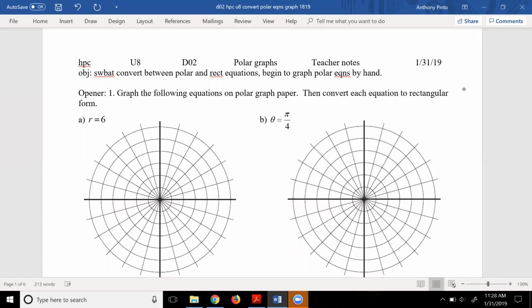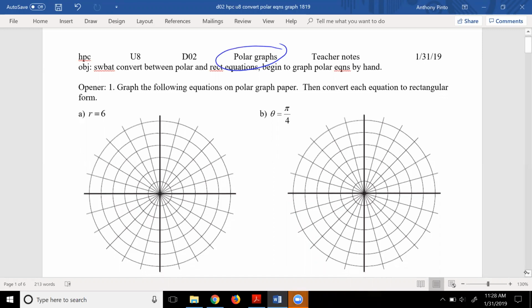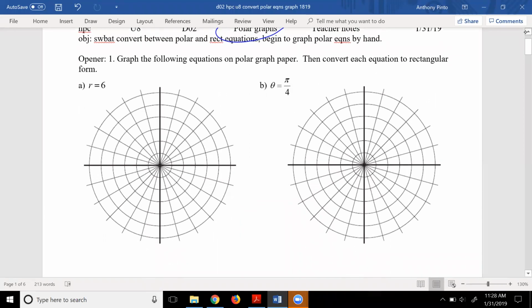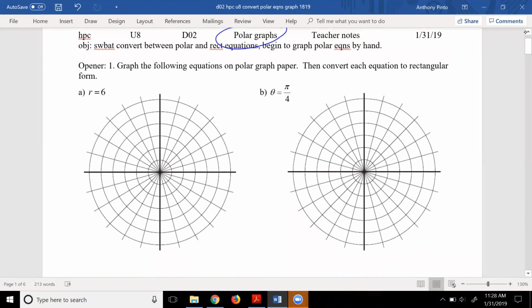Hello, Honors Precalc. Picking up where we left off yesterday, today's notes are going to be called polar graphs. So you can title your notes that. And our first problem asks us to graph the following equations on polar graph paper. You can use the graph paper that I gave you on, what day was that? Tuesday. Then convert each equation to rectangular form.